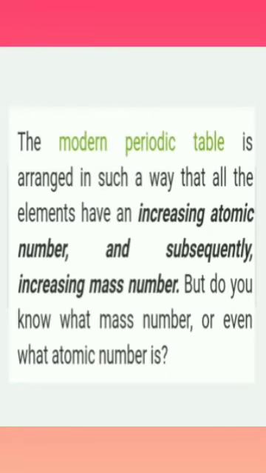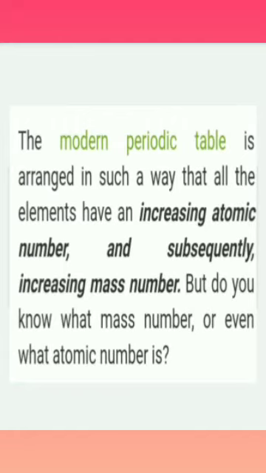In a modern periodic table, the elements are arranged by increasing atomic number. First, the scientists arranged the elements based on their atomic mass. Later, they arranged all the elements in increasing atomic number.